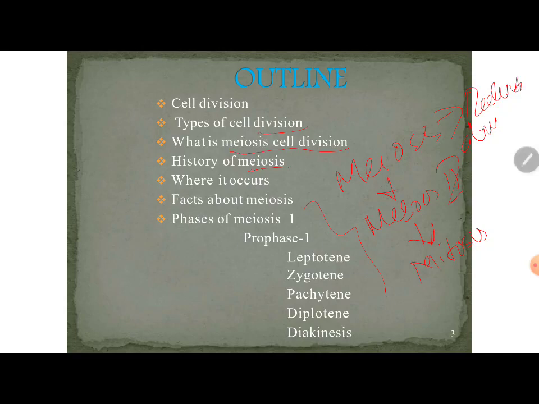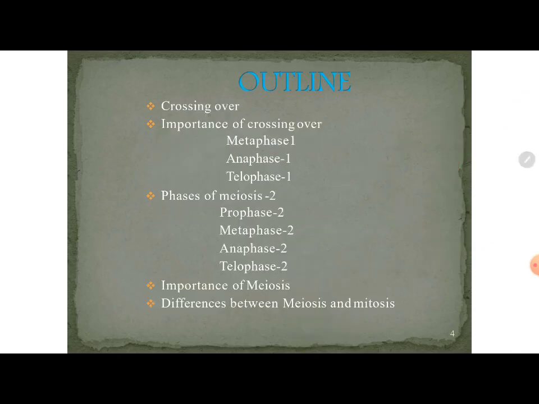When you talk about meiosis 1, the first stage is prophase 1. Under this prophase, you have 5 substages: leptotene, zygotene, pachytene, diplotene, and diakinesis. They are also called leptonema, zygonema, pachynema, diplonema, and diakinesis. You have what is called crossing over. This is just an outline. Then the importance of crossing over. Then you have metaphase 1, anaphase 1, telophase 1.